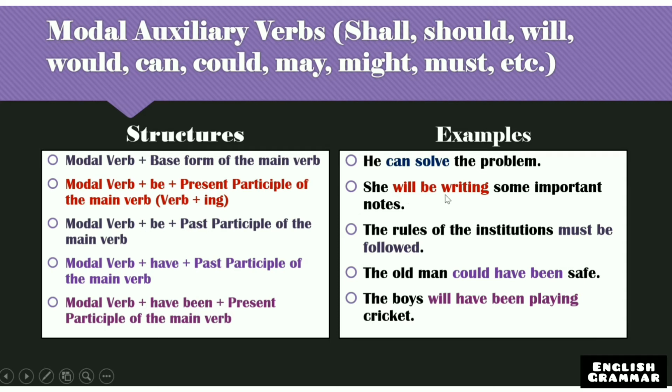In the second example, I used be plus verb plus ing. That means it's an example of future continuous tense. It's in progressive mode. But the third one is an example of passive voice where the subject is totally inactive. That's why I have written the past participle of the main verb. In the fourth example, I have used have been after the modal auxiliary. Something will be in progressive mood for a certain time.